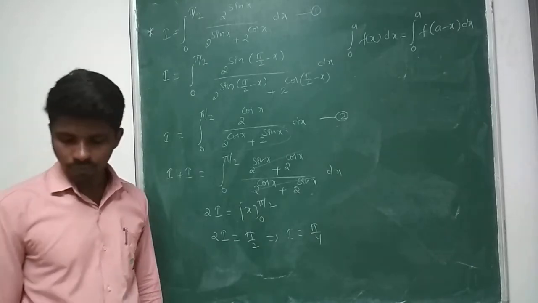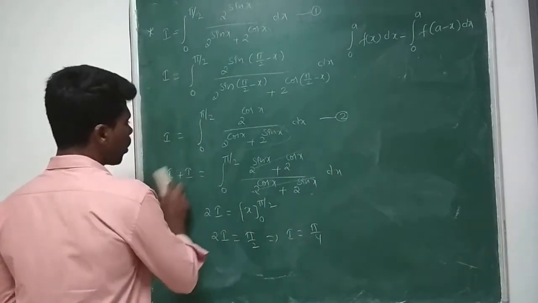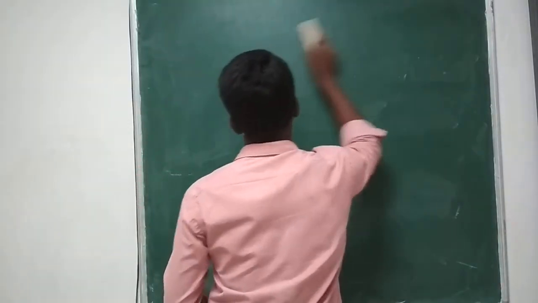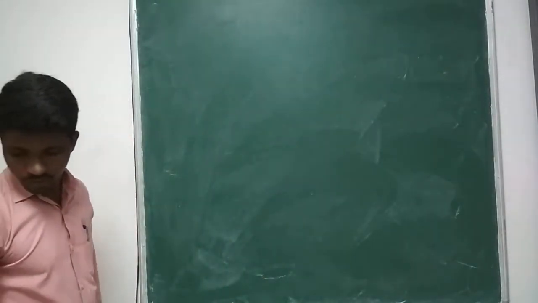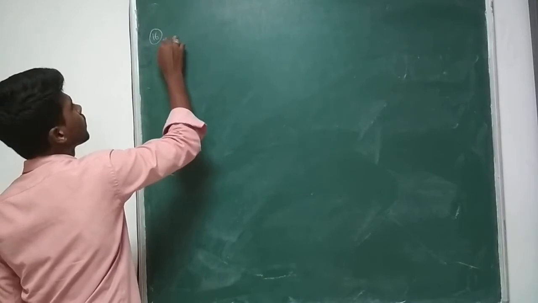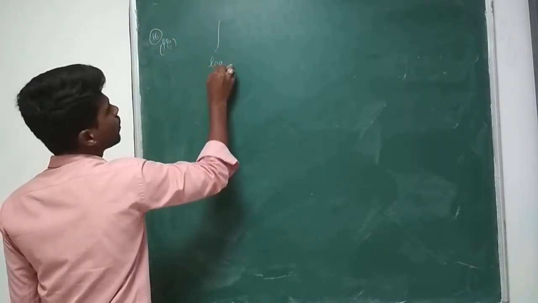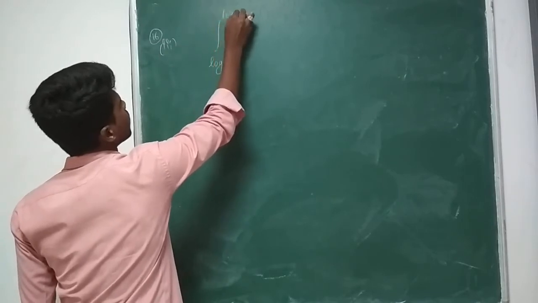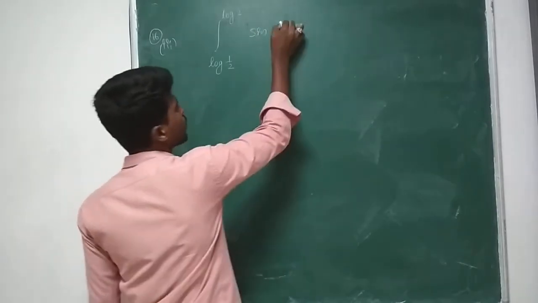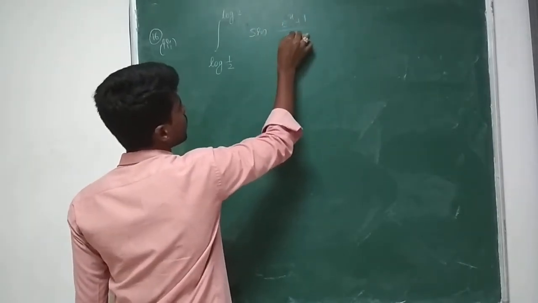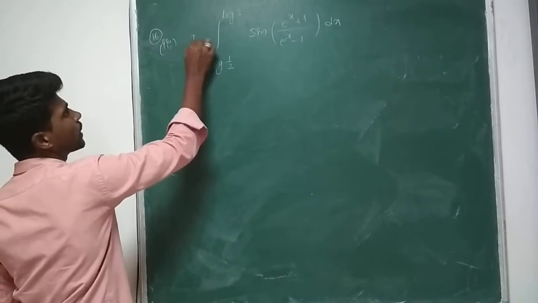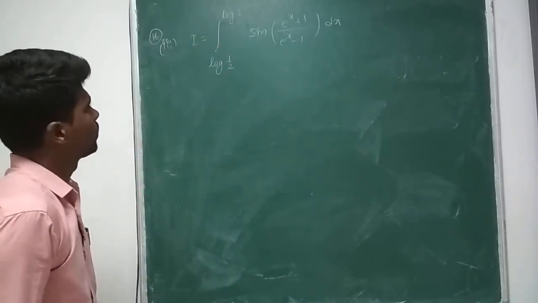Next question: integral, the limits given as log 1 by 2 to log 2, sin of (e power x plus 1) by (e power x minus 1) dx, which is given. I consider the given integral as I, and I should go for simplification.